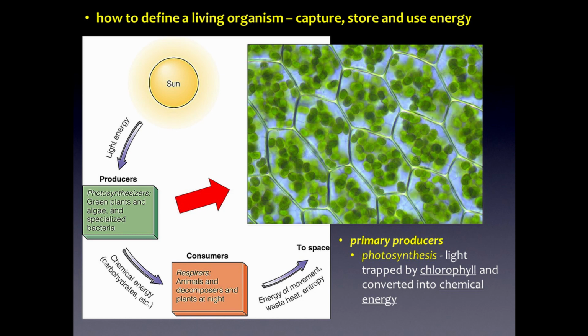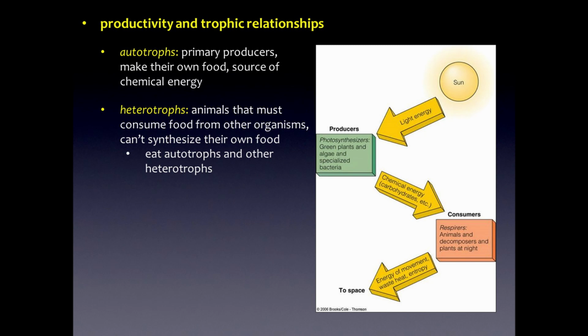We'll focus more on primary producers in a couple of minutes. Through a process called photosynthesis, they capture the light in specialized cells called chlorophyll. We see some of these in this image on the slide, and they convert that light energy into chemical energy. These primary producers, which we'll look at in a couple of minutes, take the sun's energy and create chemical energy from it, and are known as autotrophs. Autotrophs are primary producers that make their own food, which is then a source of chemical energy.